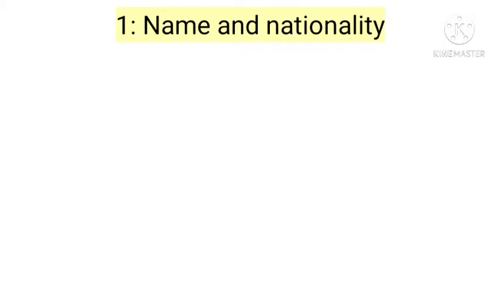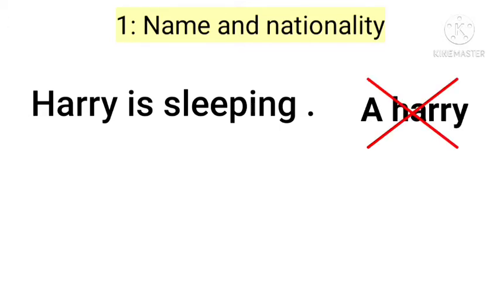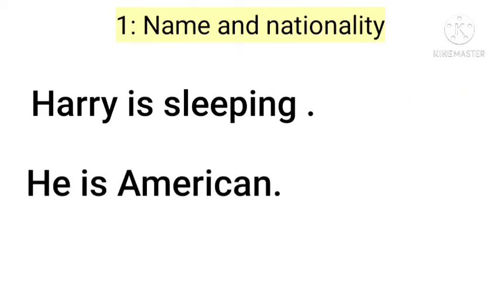Rule number 1. We don't use articles with name and nationality. Let's do some examples. Sentence number 1. Harry is sleeping. In this sentence, Harry is a name. So we do not use an article with Harry because Harry is a name. We can't say a Harry. This is incorrect.